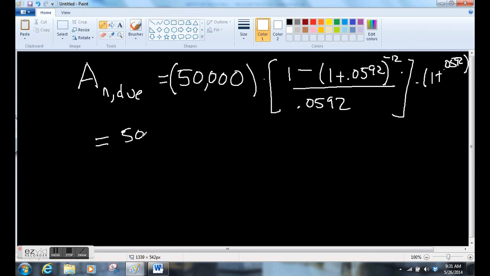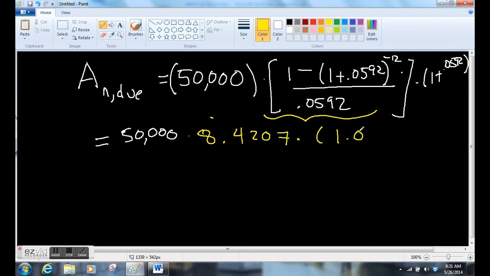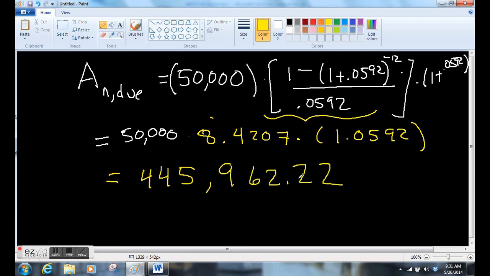This equals $50,000. I'm going to give you a little intermediate step. This whole piece, when you plug it in, gets about 8.4207 times 1.0592, which is equal to 445,962.22. And the way we note this is A N due.